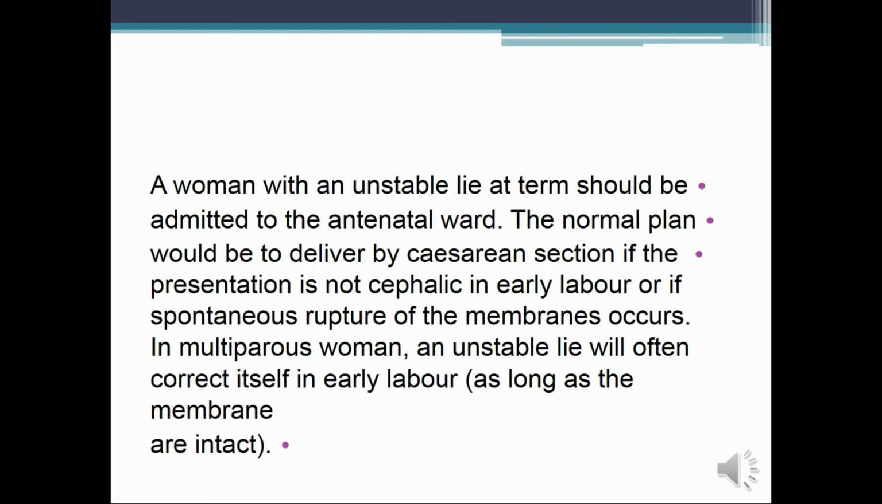A woman with an unstable lie at term should be admitted to the antenatal ward. The normal plan would be to deliver by cesarean section if the presentation is not cephalic in early labor or if a spontaneous rupture of the membranes occurs. In multiparous women, an unstable lie will often correct itself in early labor as long as the membranes are intact.